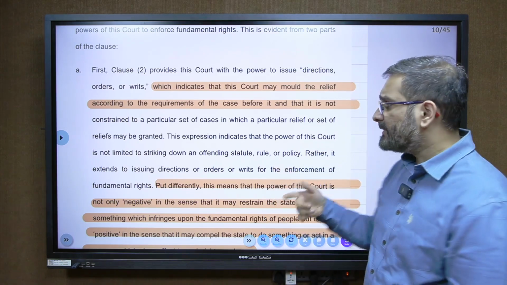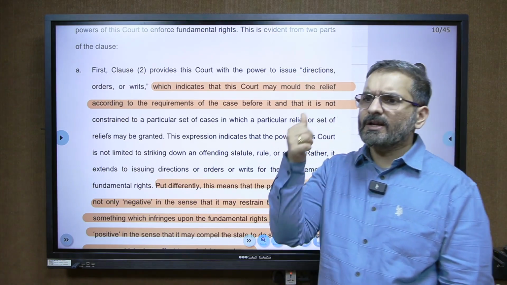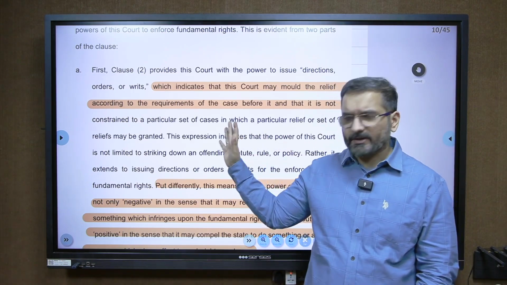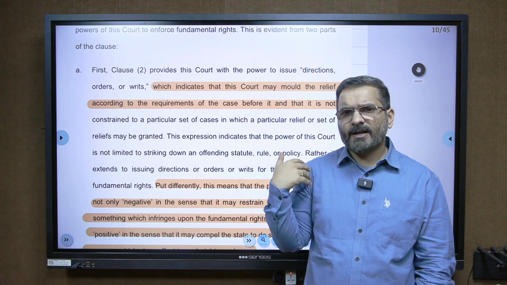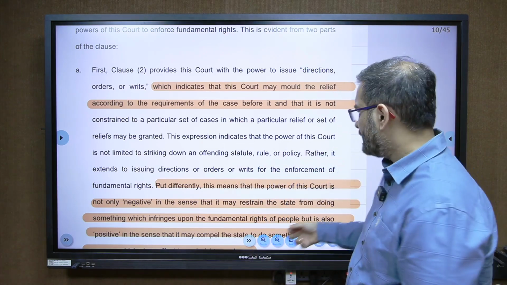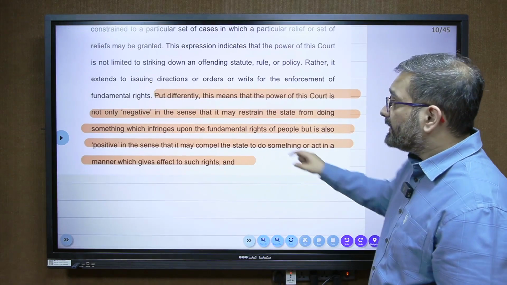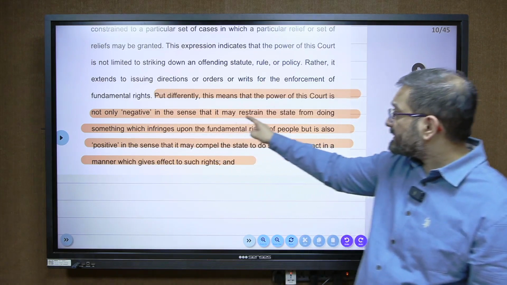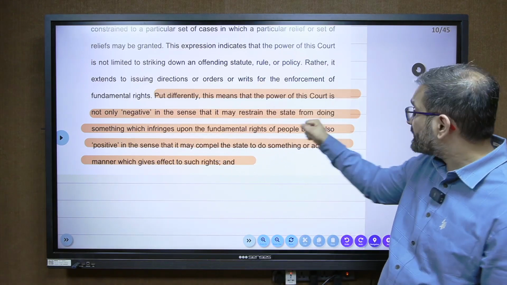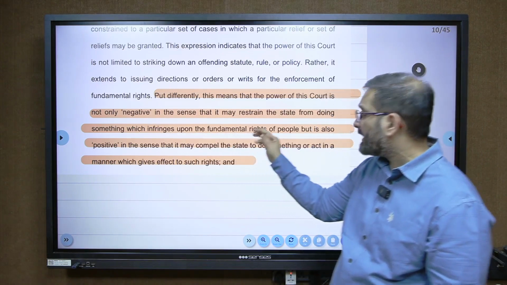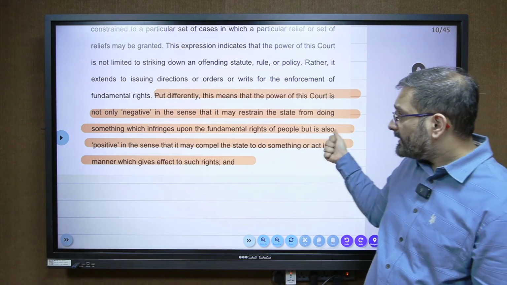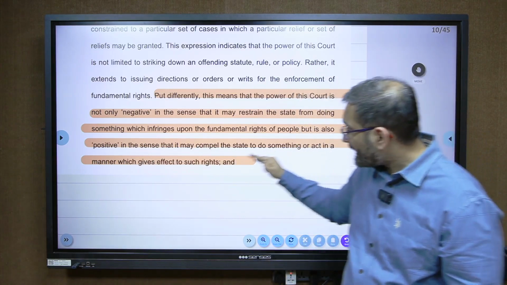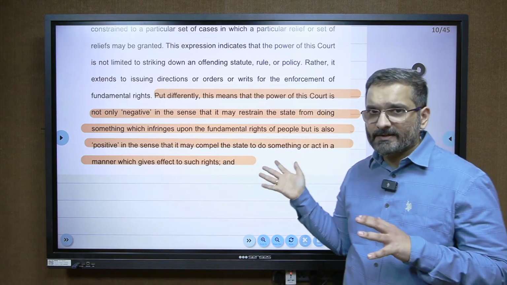The Union Judiciary, you will find, right after the doctrine of stare decisis, that is Article 141. And why do I keep repeating this, even though it is not connected to the matter at hand? Because बार बार सुनेंगे तो बार बार you will get better at it. Alright. Put differently, this means that the power of this court is not only negative, in the sense that it may restrain the state, as defined in Article 12, from doing something which infringes upon the fundamental rights given in Part 3 of people, but is also positive, in the sense that it may compel the state to do something or act in a manner which gives effect to such rights.